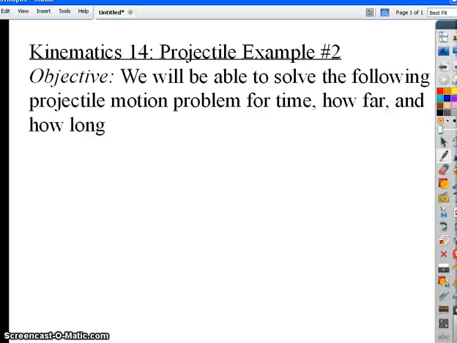Okay, good morning class. Welcome to this lesson on Kinematics 14, projectile example number 2. Today we will be able to solve the following projectile motion problem for time, how far, and how long.